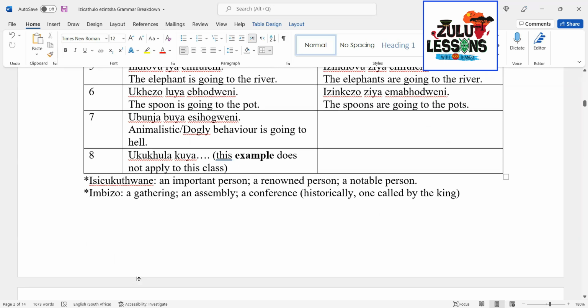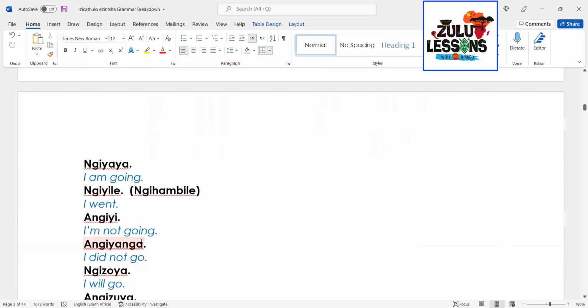But of course, we don't only use the word when we're referring to gatherings called by the king, but we also use it for gatherings of any kind, whatever conference. So anyway, we move on.